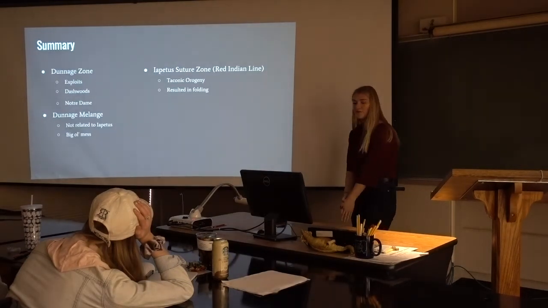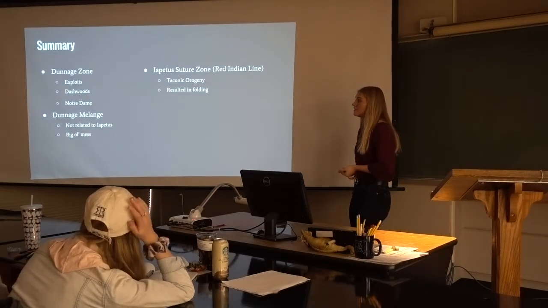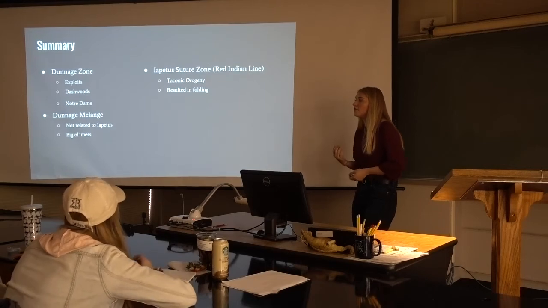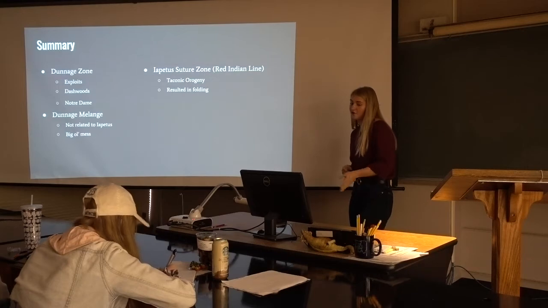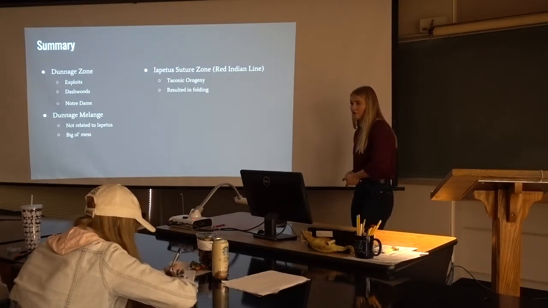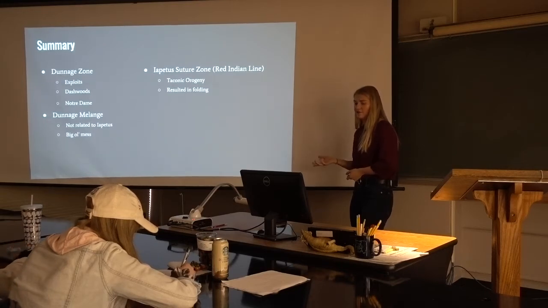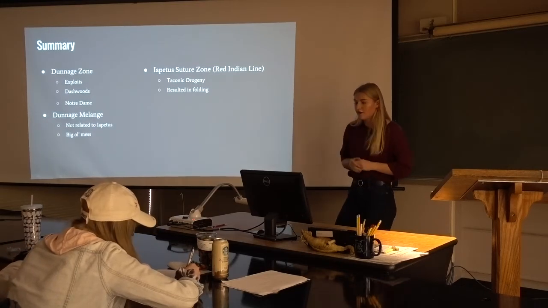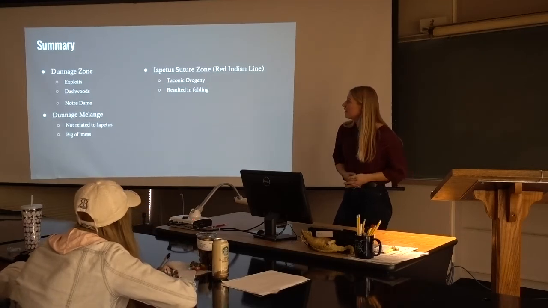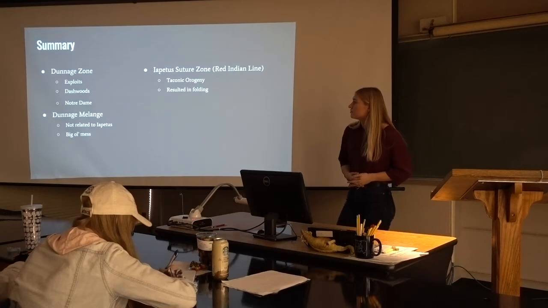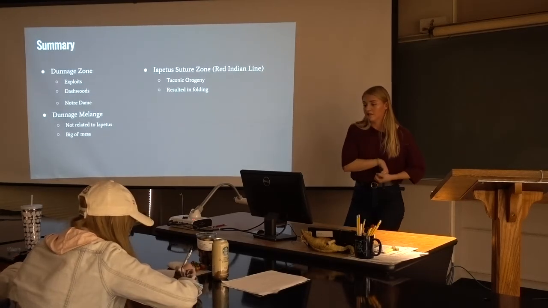Okay, so summary of my presentation. The Dunnage Zone is made of 3 subzones: the Exploits, the Dashwoods, and the Notre Dame. They all have volcanic and sedimentary rocks mixed in the Dunnage melange, which is not related to the closure of the Aegitis, though they are about the same age and origin, and it's typically evidence for a suture zone. And it's a big old mess, as you can see by the picture, as we know melanges are. And the Aegitis Ocean Suture Zone formed with the tectonic orogeny and resulted in large-scale folding in the area.